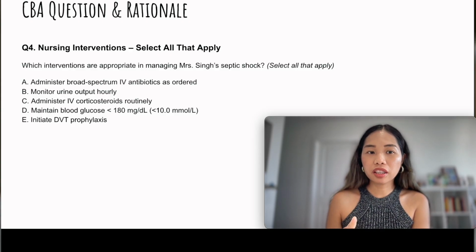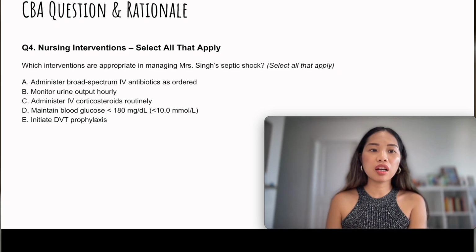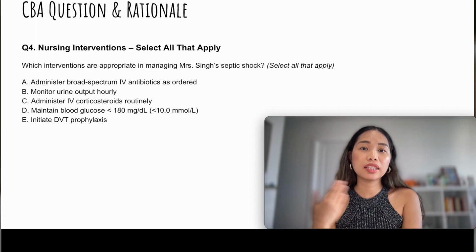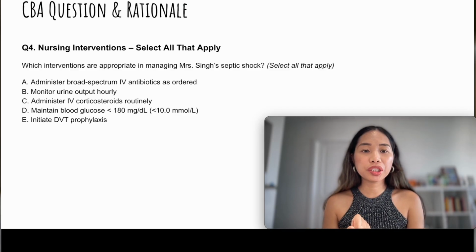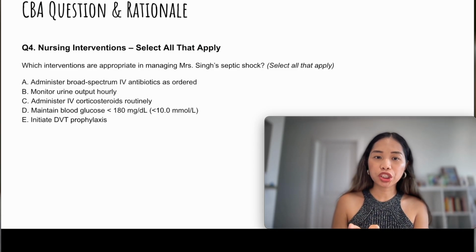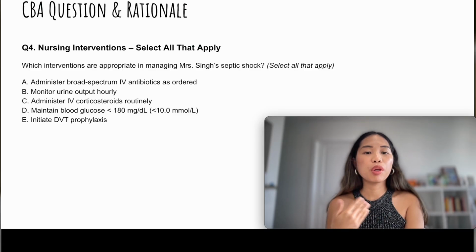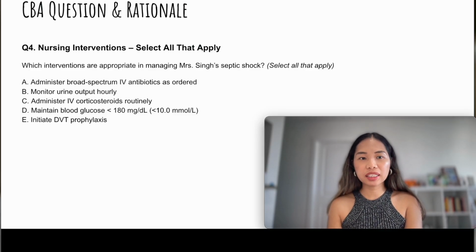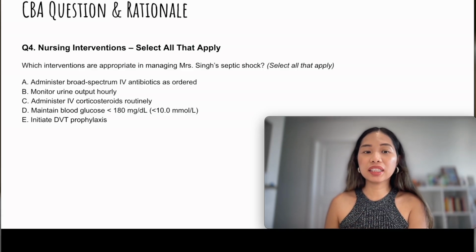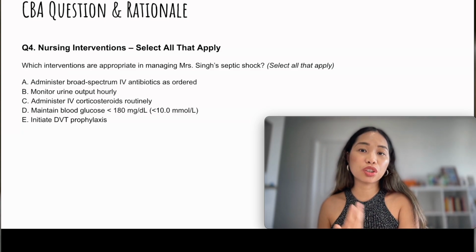For IV antibiotics, we have to start that right away. That's something that you have to do. For septic shock, you have to start IV antibiotics within an hour of recognition that the patient is having septic shock. Letter B, monitor urine output, is an indicator of perfusion and organ function. Letter D, maintain blood glucose or blood sugar less than 10.0. We want to prevent hyperglycemia incidents or complications. And letter E, initiate DVT prophylaxis is recommended since immobility and sepsis can increase the risk for clotting.